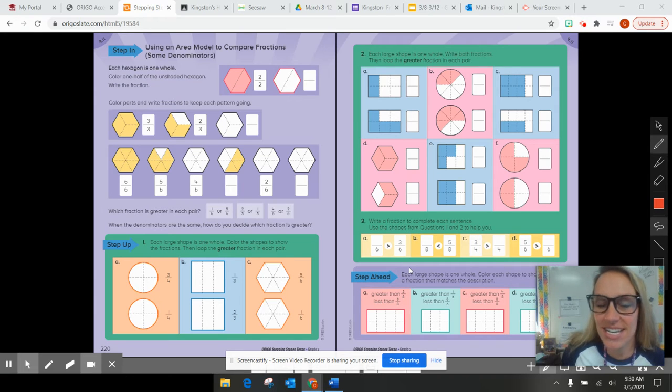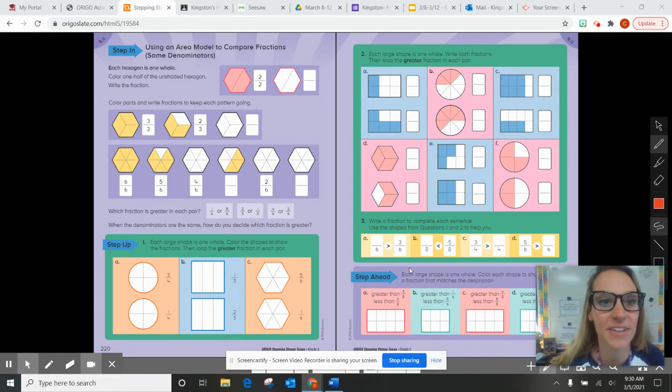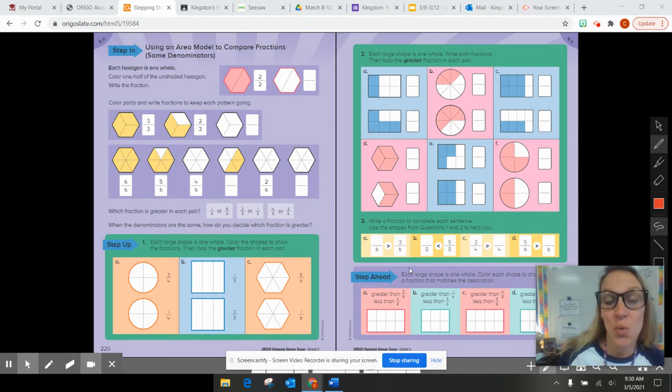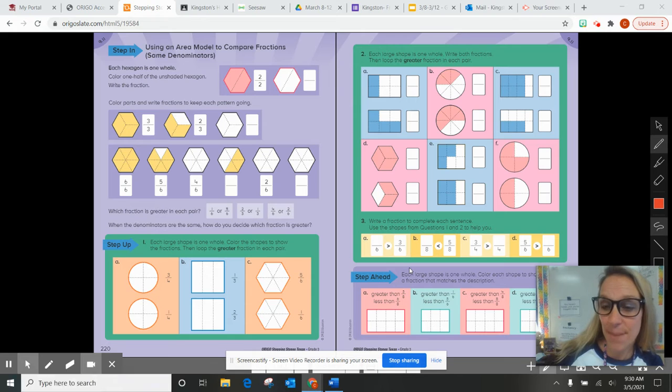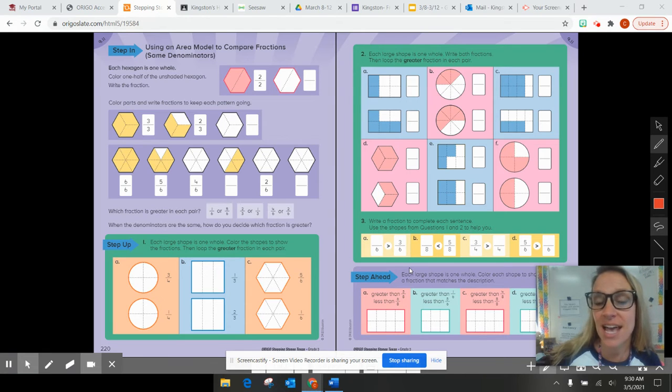Hi, boys and girls. Today we are working on 9.11. We are using an area model to compare fractions with the same denominator. We know the denominator is the bottom number of a fraction, and it tells us our total number of parts.